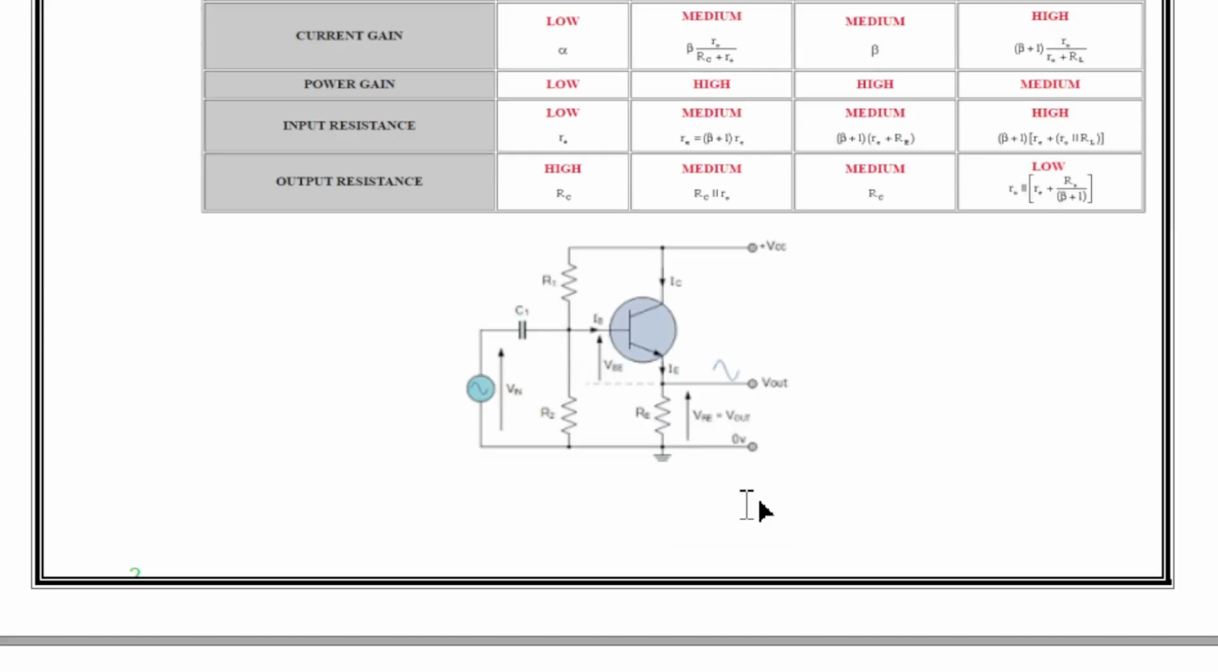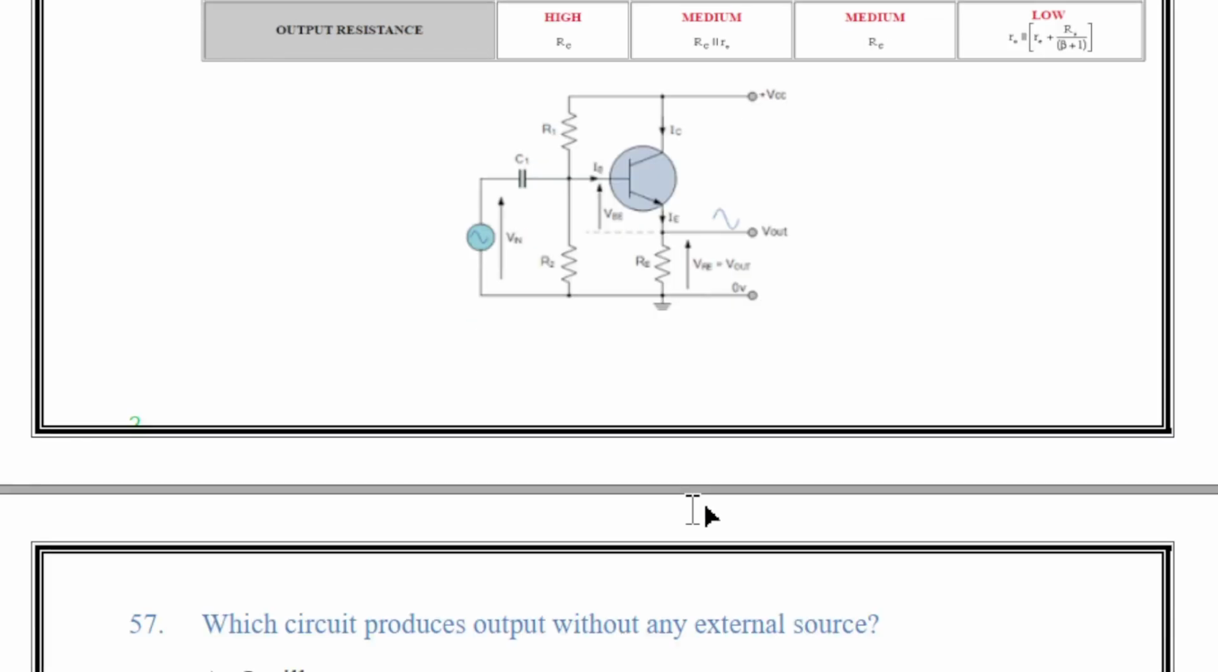So now I'm showing you the common collector amplifier figure. This is the figure of common collector amplifier. So what is common collector amplifier used for? The common collector or grounded collector configuration is generally used where a high impedance input source needs to be connected to a low impedance output load requiring a high current gain.